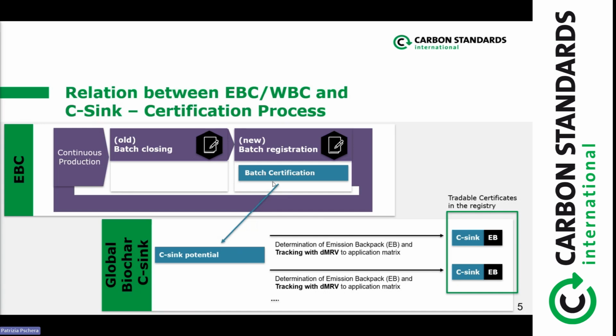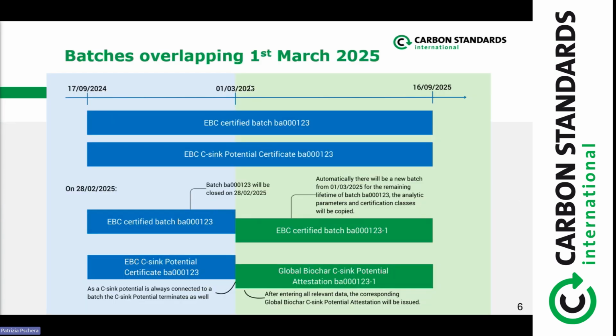Because of this direct connection between the batch and the C Sink potential, we face a problem if we say that the Global Biochar C Sink will become valid at the 1st of March 2025, as there are many batches that overlap this date. So here in this graphic, we just chose some random date. The date doesn't mean anything, but it's the date before the 1st of March and the end date of the batch is after 1st of March.